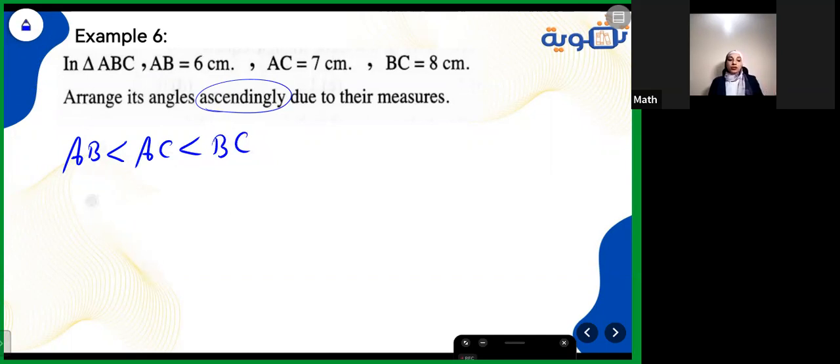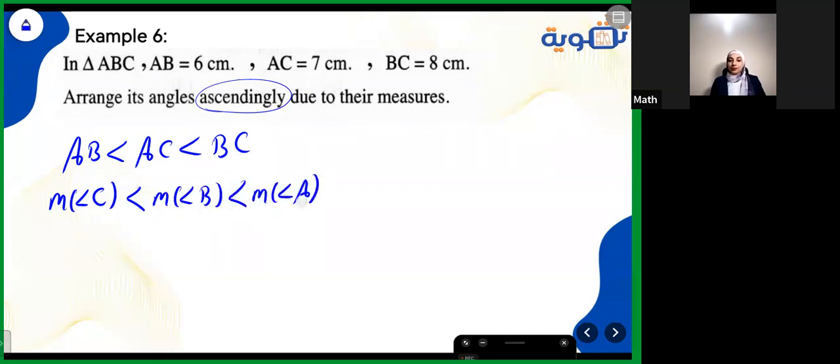Which side is opposite to AB? AB is opposite to measure of angle C. AC is opposite to measure of angle B, and BC is opposite to measure of angle A. So this is arranging the angles ascendingly, from the smallest one to the greatest one.